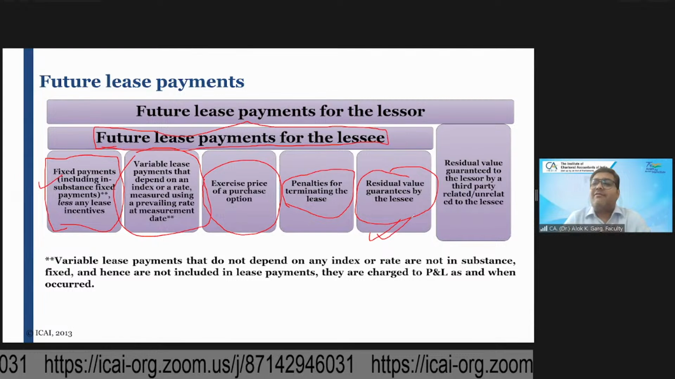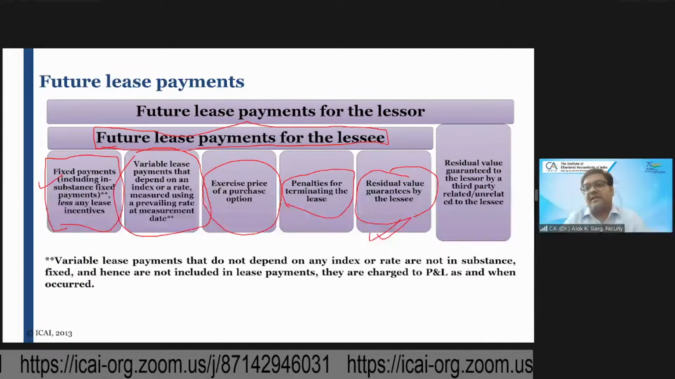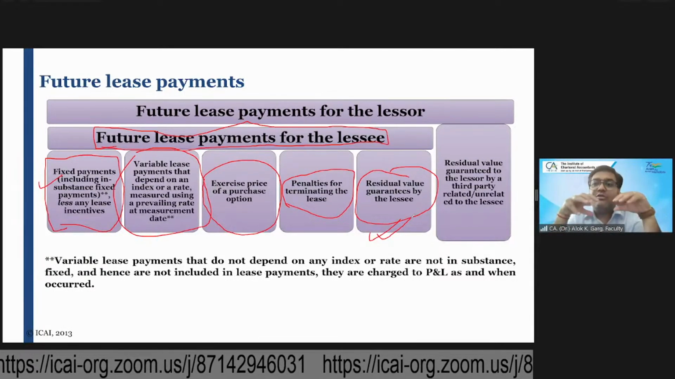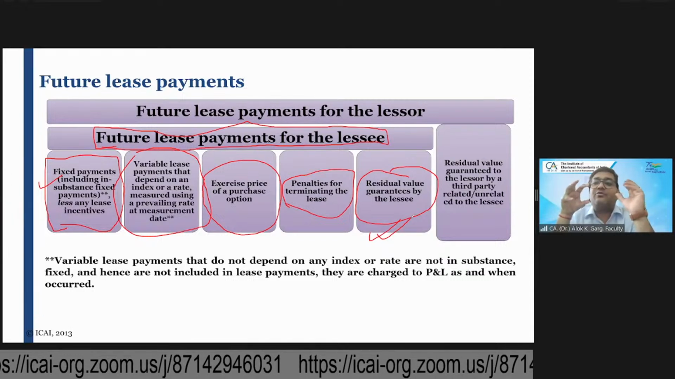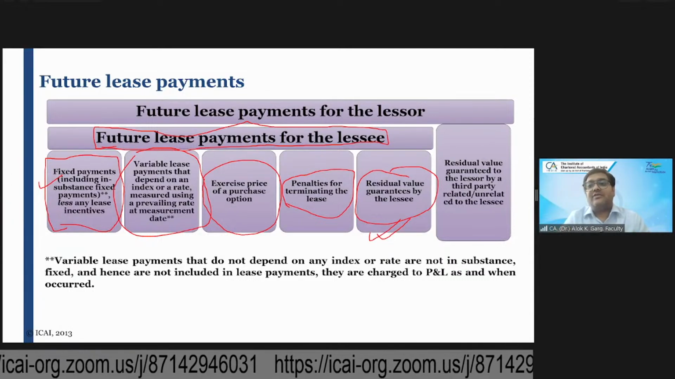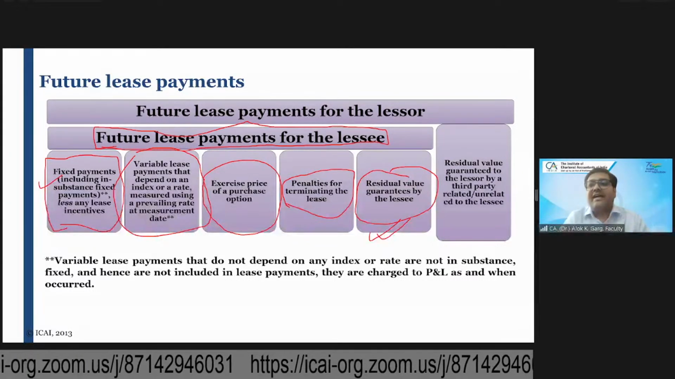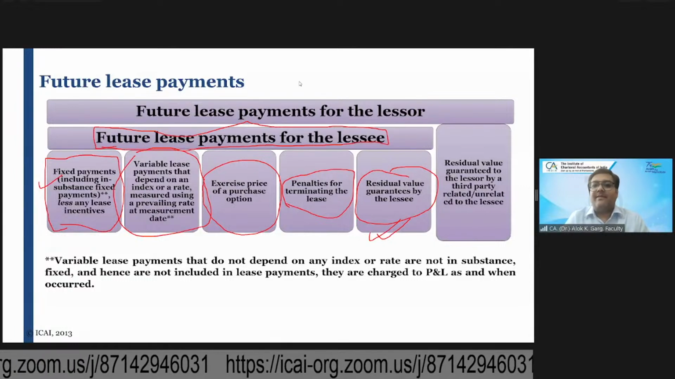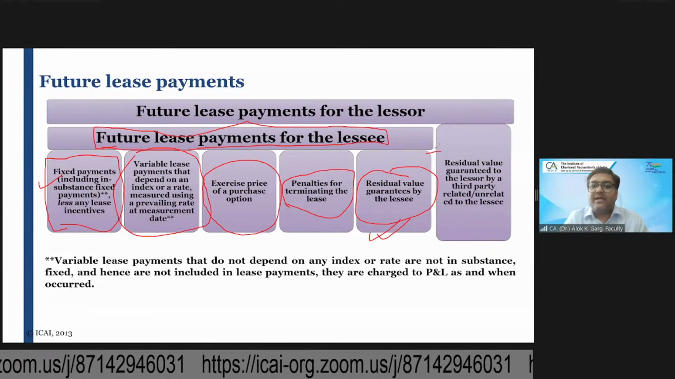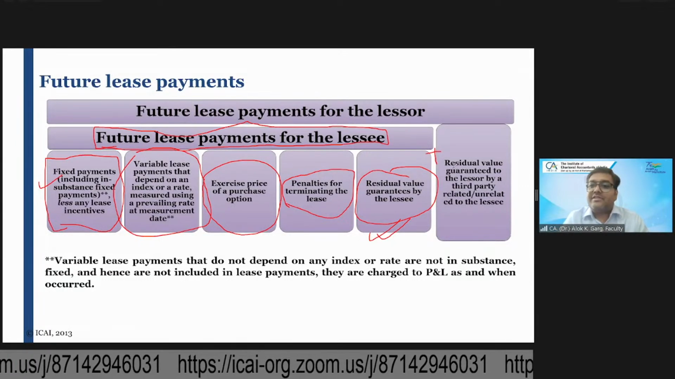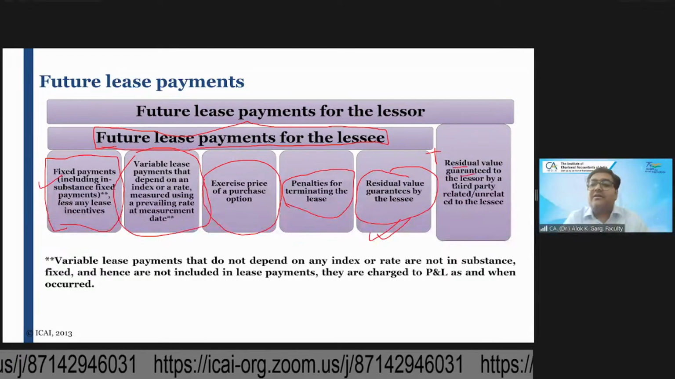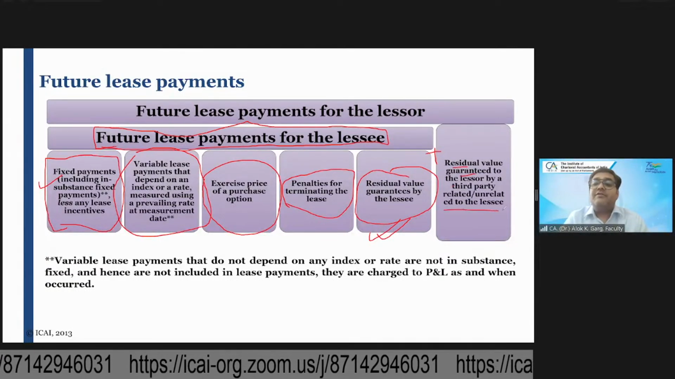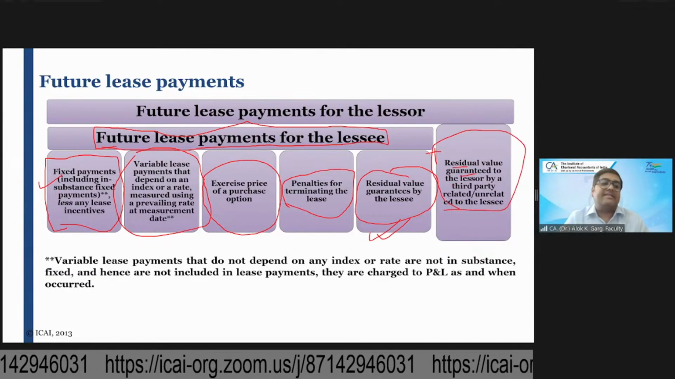Friends, these are the 5 lease payments from the lessee perspective. If the lessor has to do the accounting and compute the lease payments, the lessor has to consider these 5 lease payments plus one more, which is a residual value guarantee given to the lessor by a third party, which is related or unrelated to the lessee.